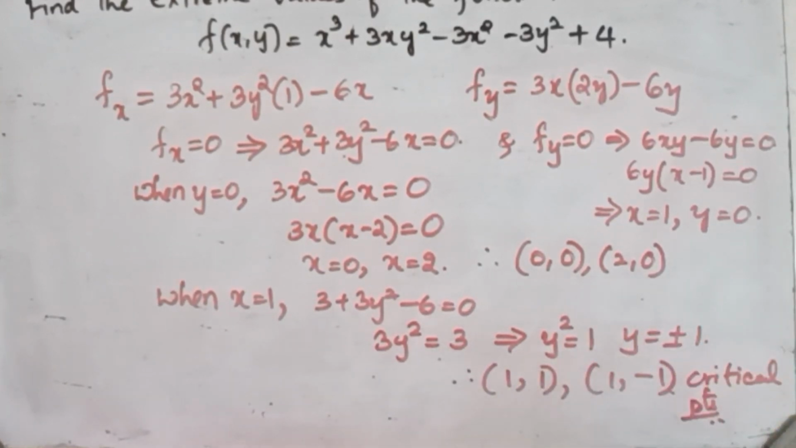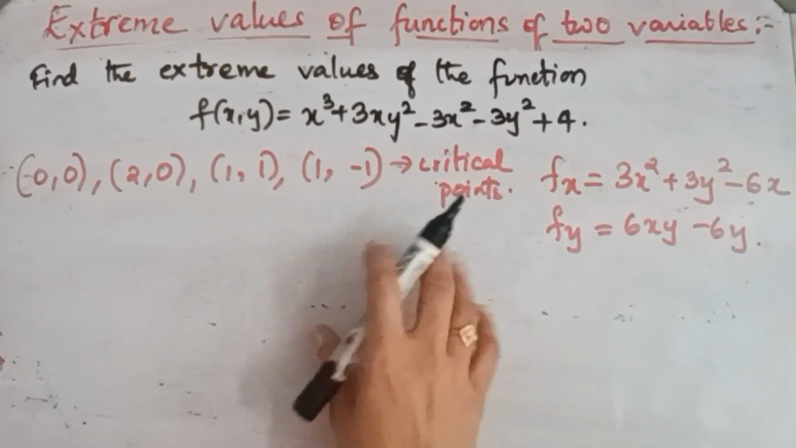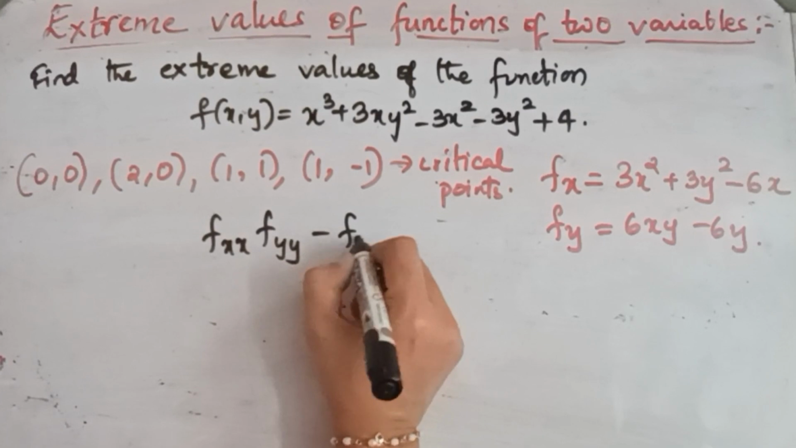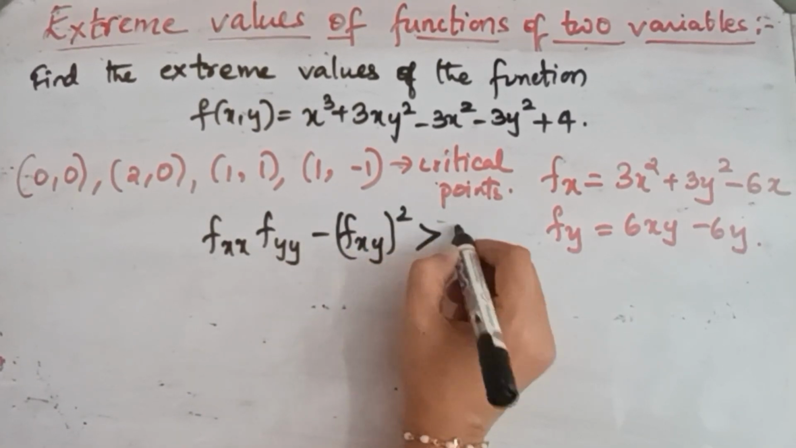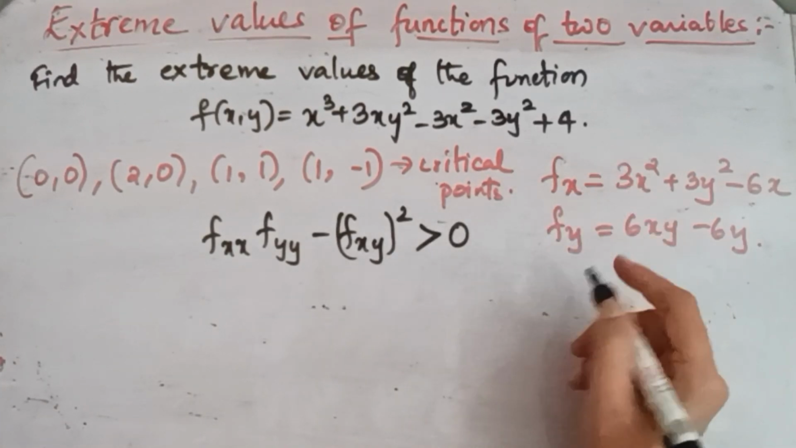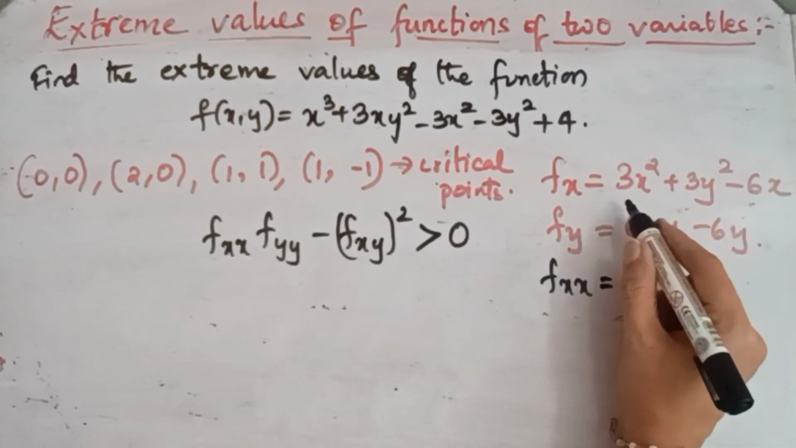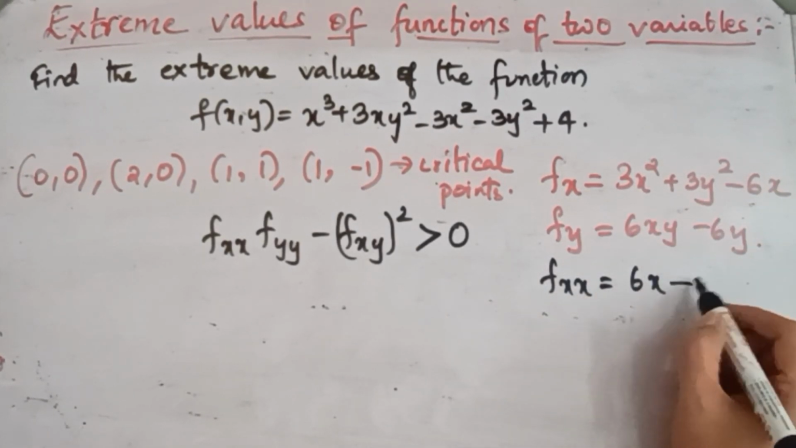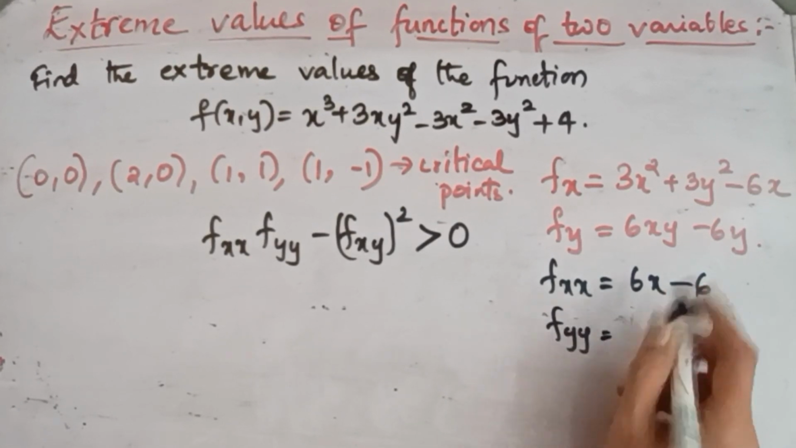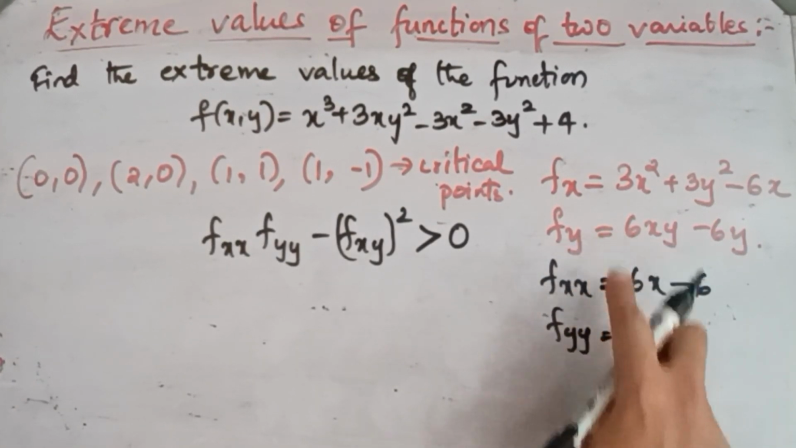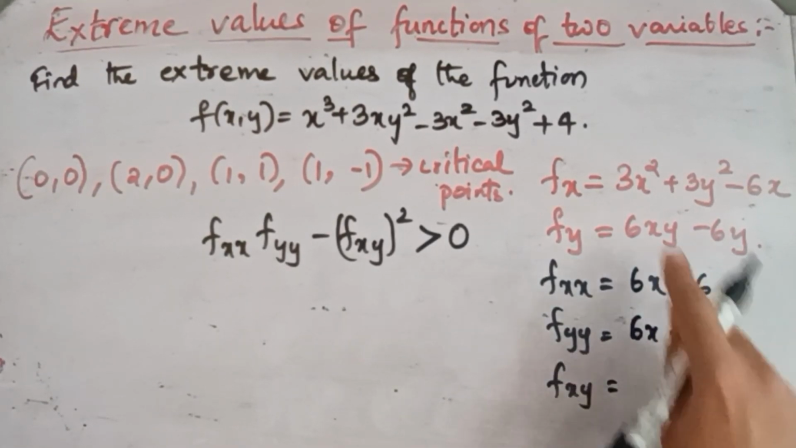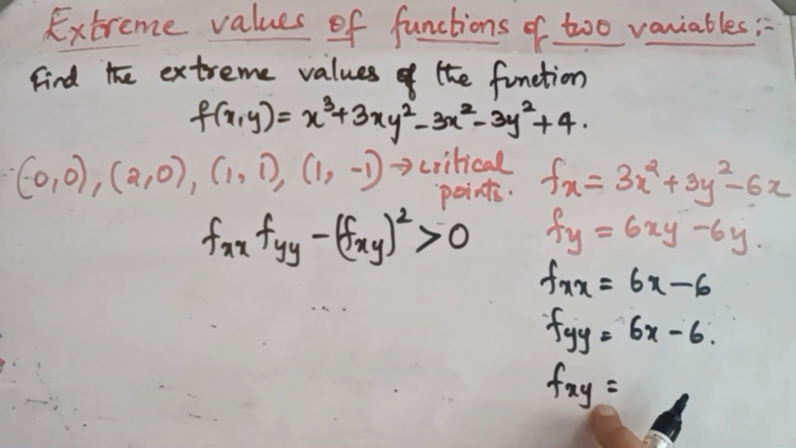Let us do that. Now, after getting the critical points, you have to check the condition fxx into fyy minus fxy square, is this greater than 0. So fx we have, find out fxx, partially differentiating fx with respect to x. So we will get 6x, y is constant, so this is 0, minus 6. fyy equal to partially differentiating fy with respect to y. So 6x minus 6. And fxy equal to partially differentiating fx with respect to y. So x is constant, this value is 0.